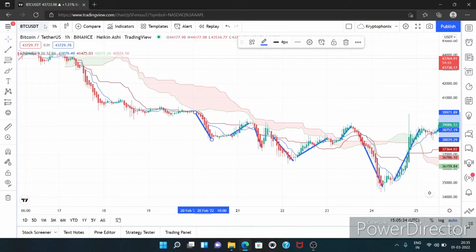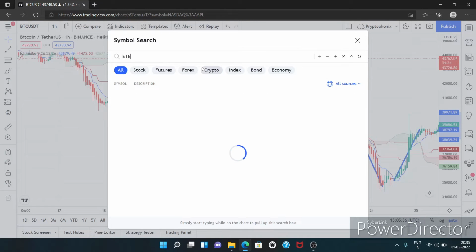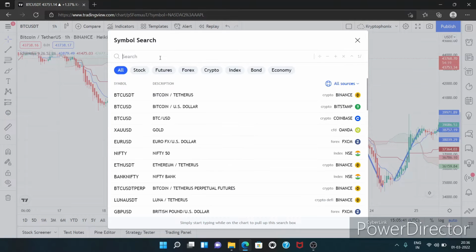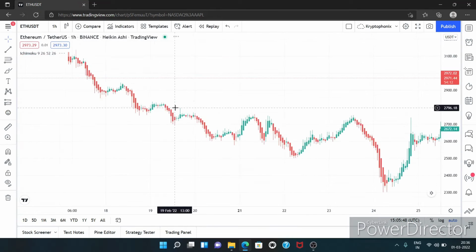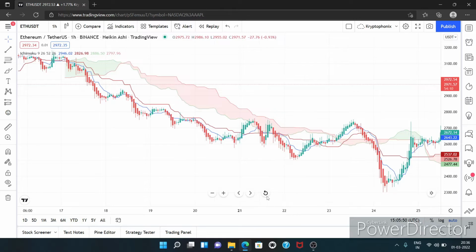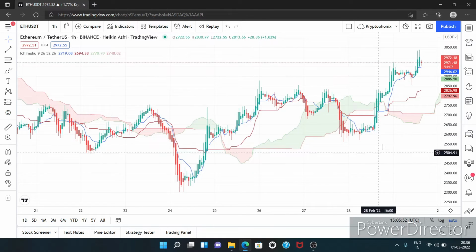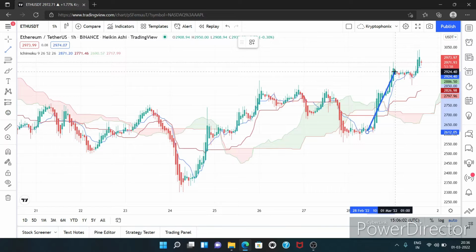Now let's check it on Ethereum. If we use the same setup for Ethereum, what we can see is this right in front of us, a close above the blue line, signal to buy, result up move. We can see these candles. First of all, let's mark it till here.